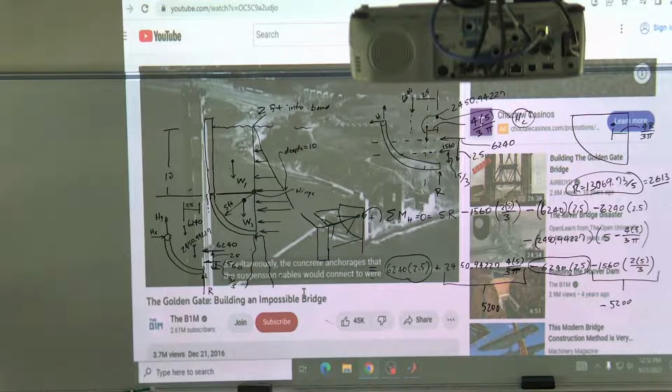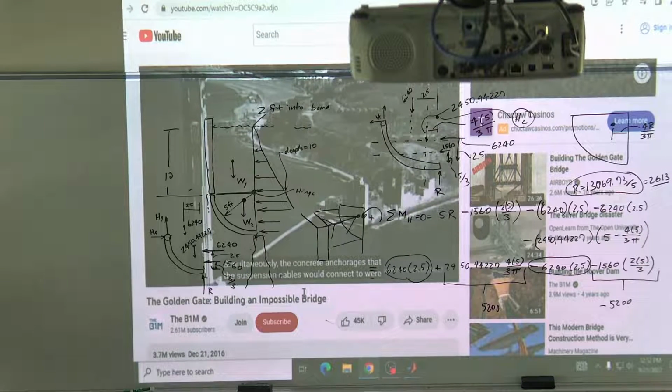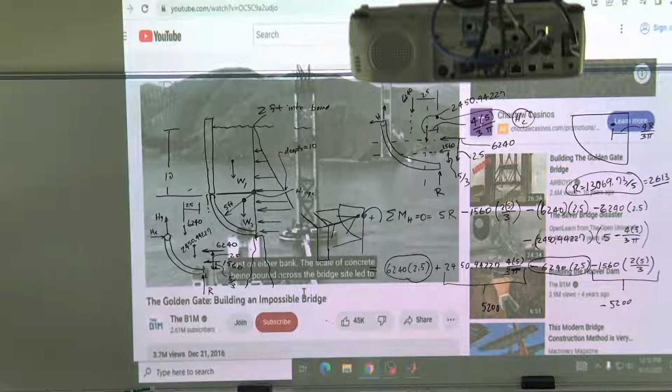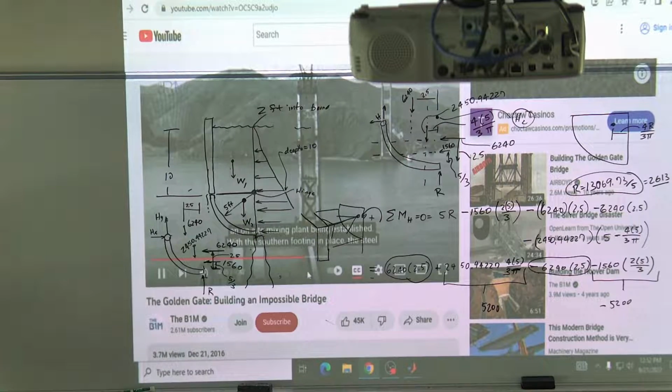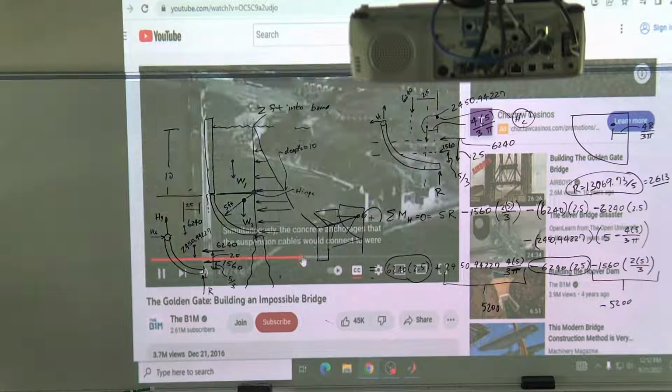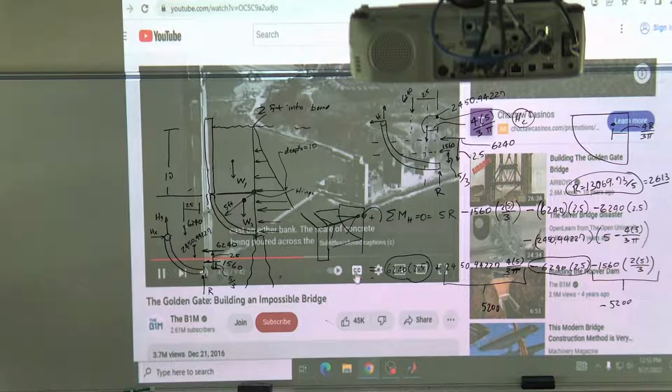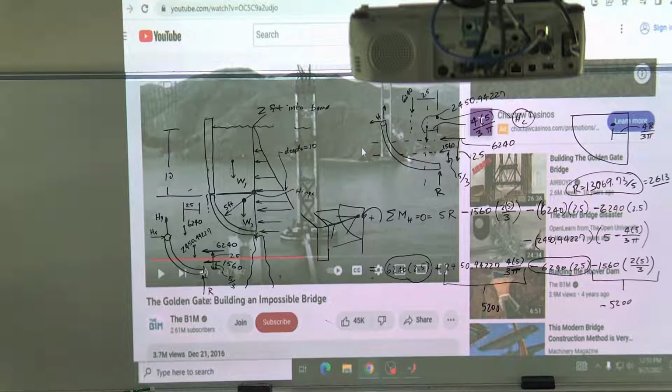Simultaneously, the concrete anchorages that the suspension cables would connect to were cast on either bank. The scale of concrete being poured across the bridge site led to an on-site mixing plant being established.